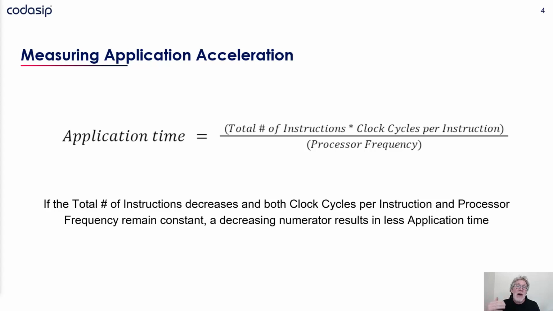Now, if we take a look at the computer architecture algorithm in terms of calculating the application time, it is total number of instructions times cycles per instruction divided by processor frequency. Now, if I assume that my cycles per instruction is constant and my processor frequency is constant, but I reduce the total number of instructions to execute, my application time will decrease, and therefore I will have accelerated the application. That's what you'll be doing in this assignment.